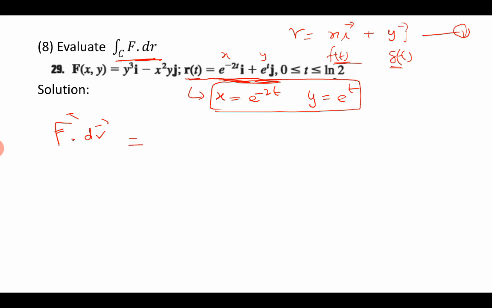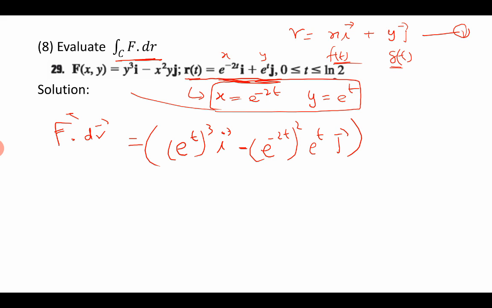Substitute x, y in f. What is it? y cube, e raised to t whole cube i, minus x square, e raised to minus t whole square, into y, e raised to t j. This is f now. Substitute x and y here. Dot dr vector. For dr, differentiate r. R has been given here.